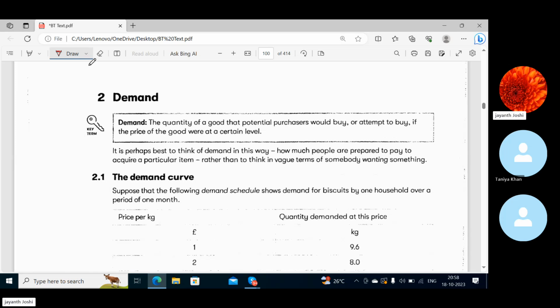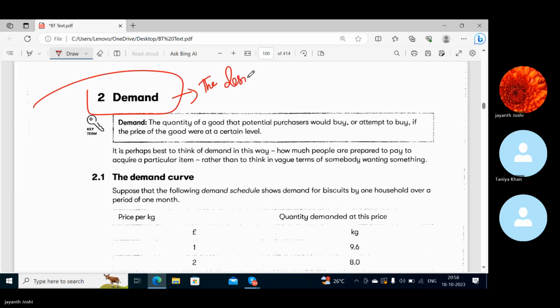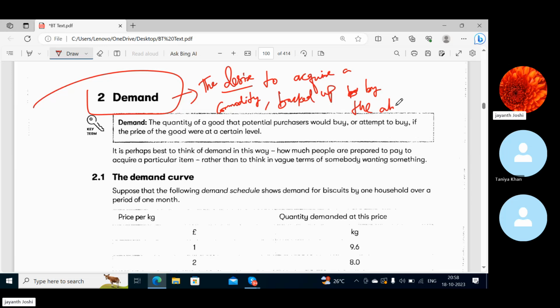Now comes demand. What is demand? Demand is nothing but the desire to acquire a commodity. It is not only the desire which is important. Apart from desire, you should also have the capacity to acquire that commodity. That means you should have money to pay for that. So the desire to acquire a commodity backed up by the ability to pay for that commodity is called demand. As simple as that, right?